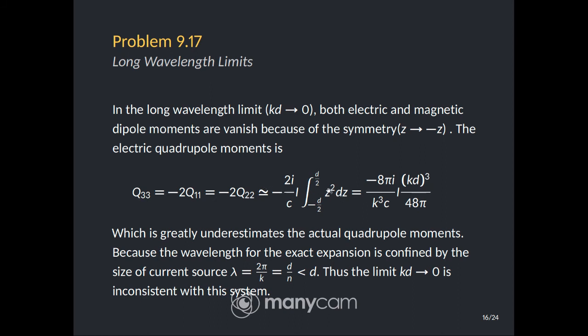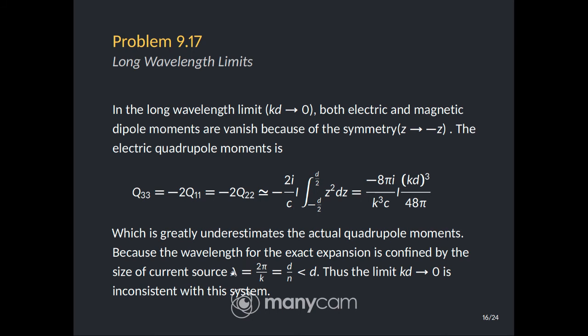And after the calculation, we find that the quadrupole moment depends on (kd) cubed, and since our kd goes to 0, the quadrupole moment almost vanishes. This expression greatly underestimates the actual quadrupole moment, and the reason is that the wavelength of the expansion is confined by the size of the current source.